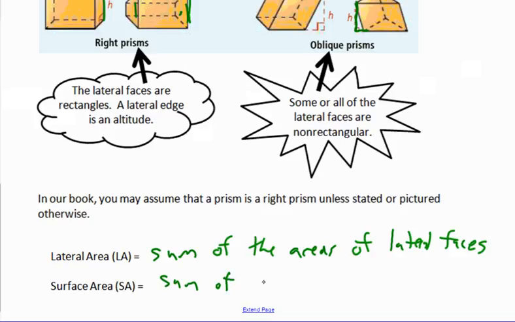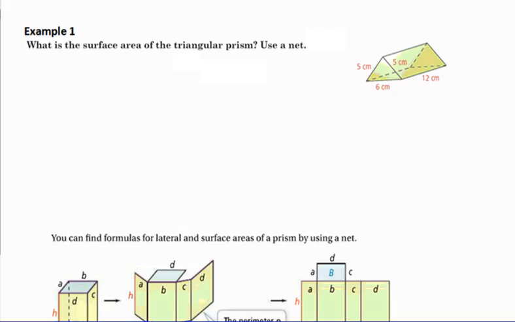Or in other words, the sum of all the areas of the faces. So all the faces and the bases. That includes the lateral faces as well as the bases. So for finding surface area, we're finding the area of all the surfaces. So let's actually find surface area.